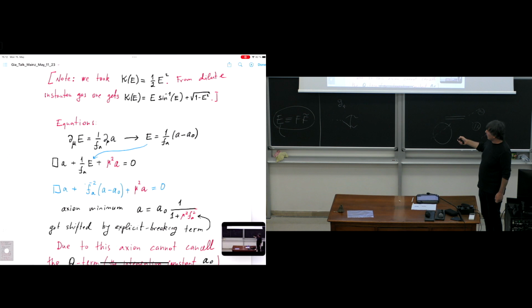Okay, so now you take this and plug it back here, and you have this equation. And you see it very easily. The minimum of the axion potential is at A0, but it is disturbed by the explicit breaking term. Okay, so without this explicit breaking term, it would be at A0, and it would effectively make the electric field zero, because A would be A0, and the electric field would be zero, okay? Or axion would be at zero, if you want.